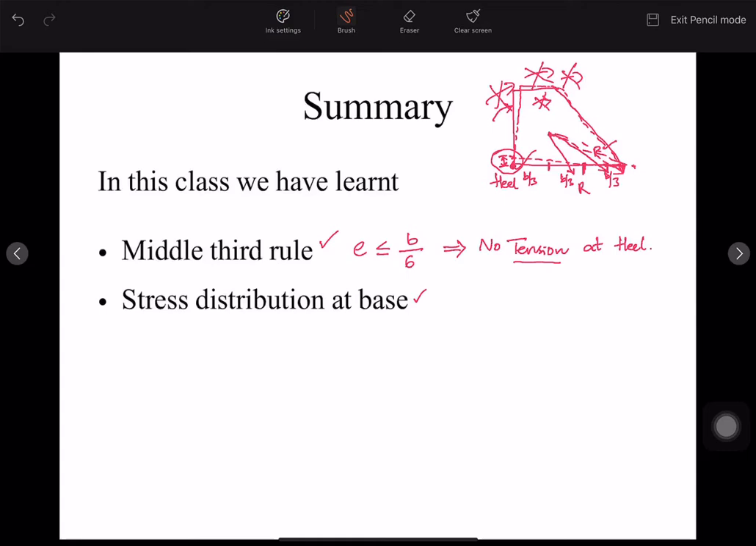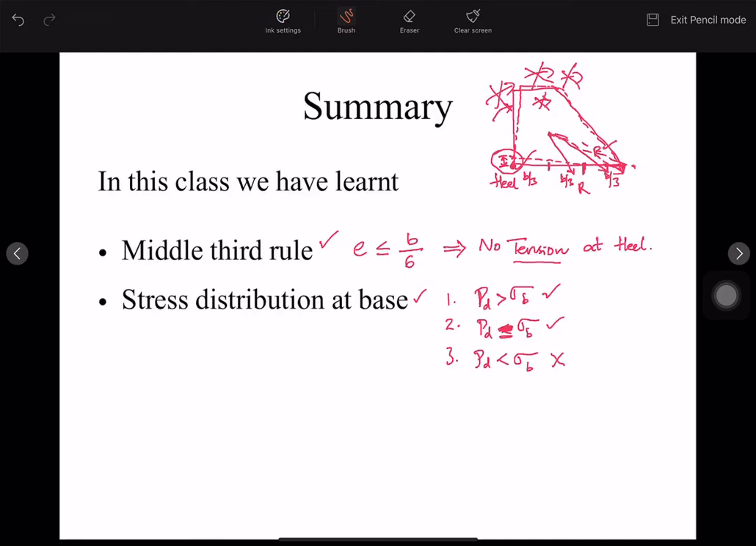Next is stress distribution at the base. We have three conditions: PD greater than sigma b, PD less than sigma b, and PD equal to sigma b. So here we get compression at both the heel and toe. Here we'll get compression at toe and tension zero. And here in the third case we get compression at toe, sorry, and tension at heel. So such a condition we need to avoid.